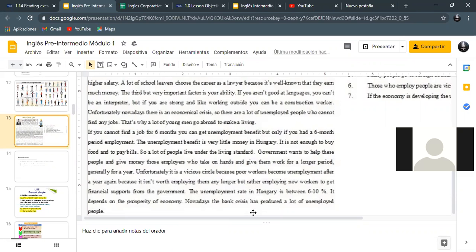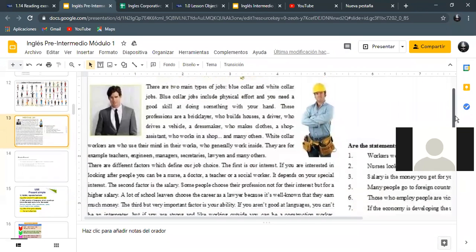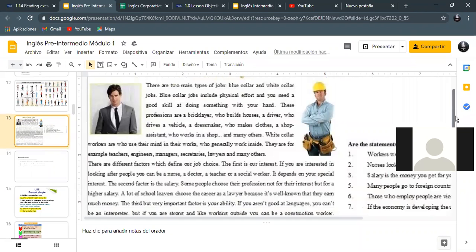Any question? No. Acá hay bastante vocabulario, como les decía ayer, en las readings se encuentran muchas cosas interesantes. Incluso, pues, el reading entero está muy interesante.